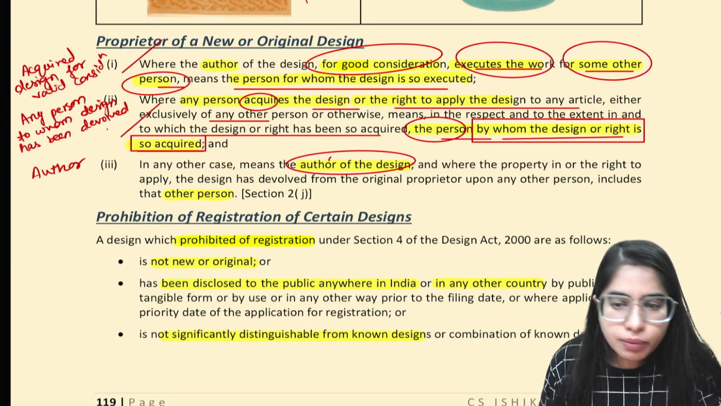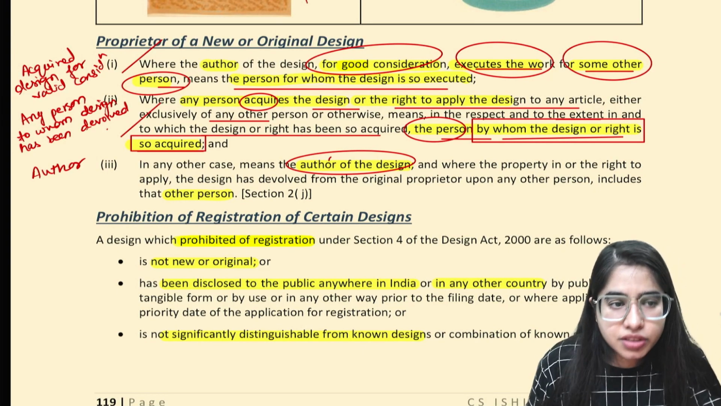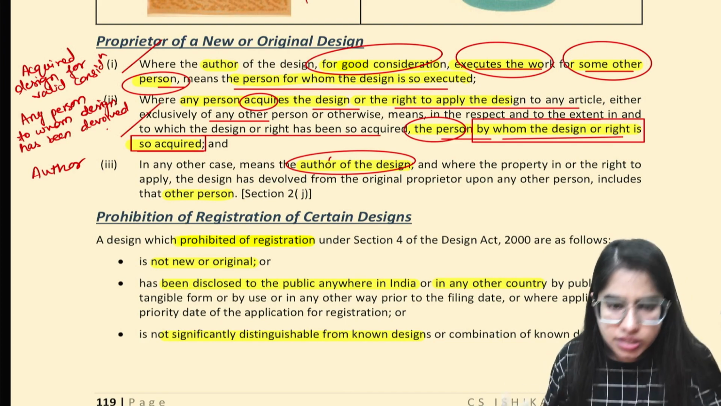In case of any doubt, you can put it in the chat box. Please let me know if you are clear with this. Who is the proprietor of the new design?